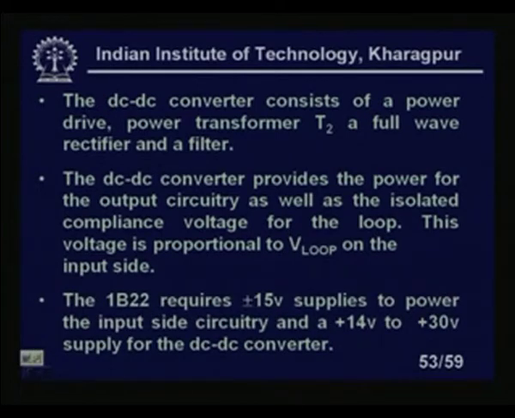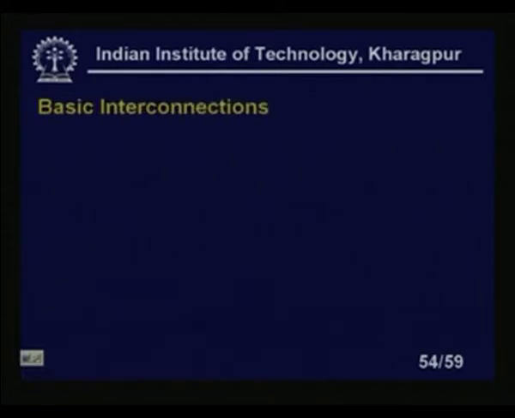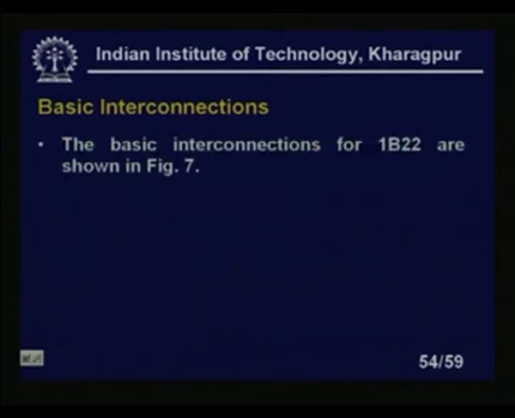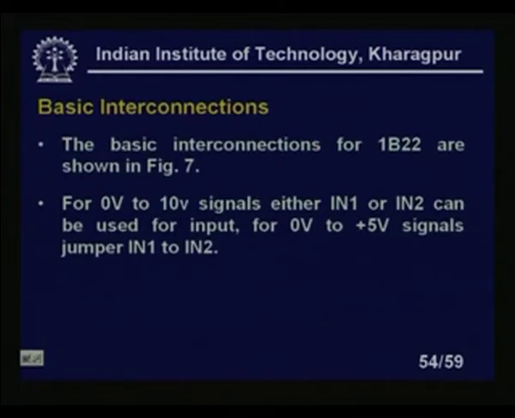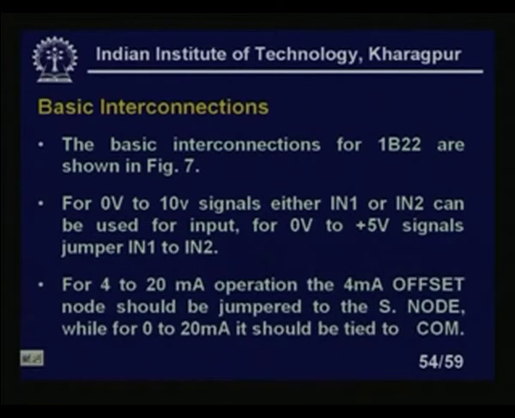The 1B22 requires plus minus 15 volt supplies to power the input side circuitry and plus 14 volt to plus 30 volt supply for the DC to DC converter. So, the basic interconnections are shown in the figure. Next slide. For 0 to 5 or 10 volt signals, either IN1 or IN2 can be used for input. For 0 to 5 volt signals, jumper IN1 to IN2, right. So, this is to be shorted.